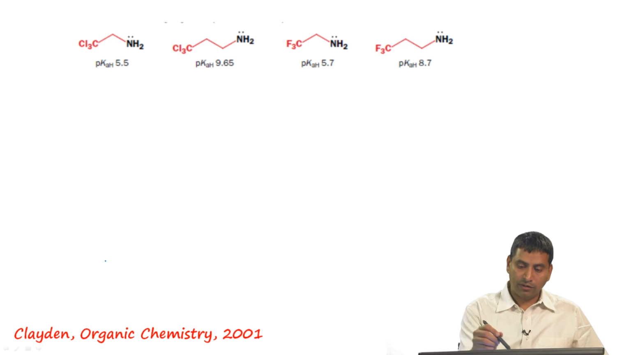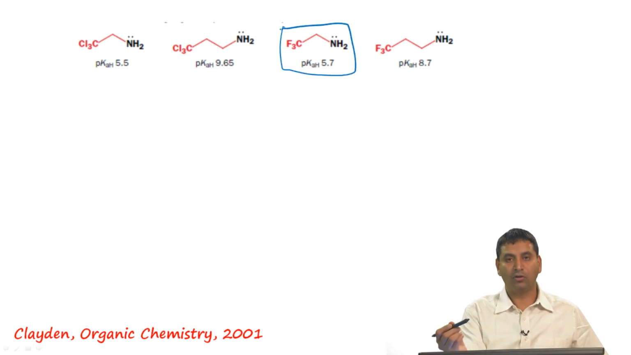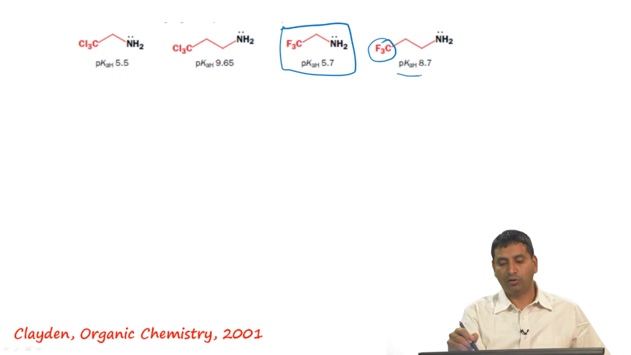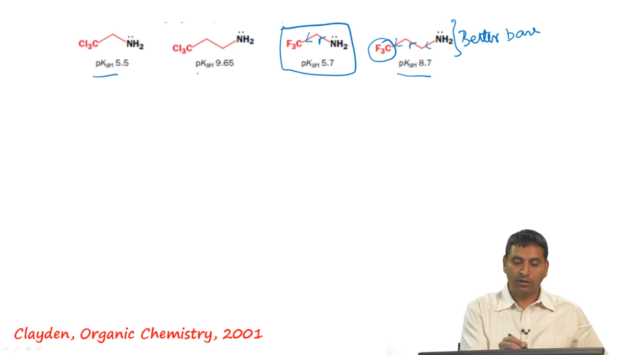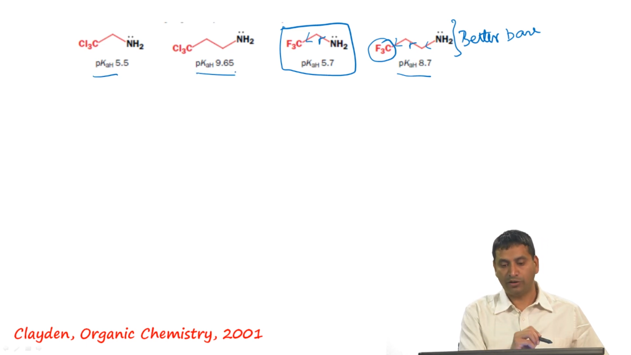So, if you take this molecule here, which is the trifluoro analog of ethylamine, CF3CH2NH2, the pKaH of this molecule is 5.7, whereas if the CF3 is moved by one carbon to the left, then the value goes up to 8.7. Here you can understand this because the lone pair on nitrogen is being pulled by induction by the fluorine groups. Since the number of intervening bonds is increasing, the inductive effect becomes weaker, and so the pKaH increases and this becomes a better base. Very similarly, you have the example of the chloro analogs, where you have 5.5 and 9.65.